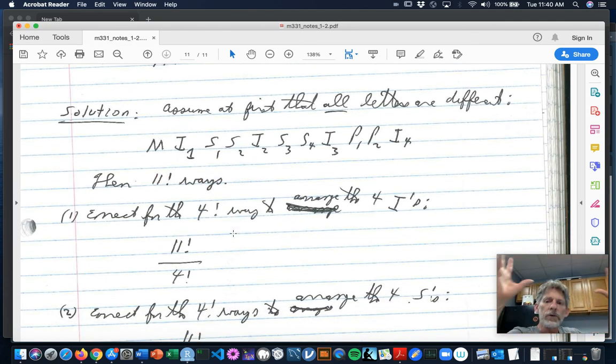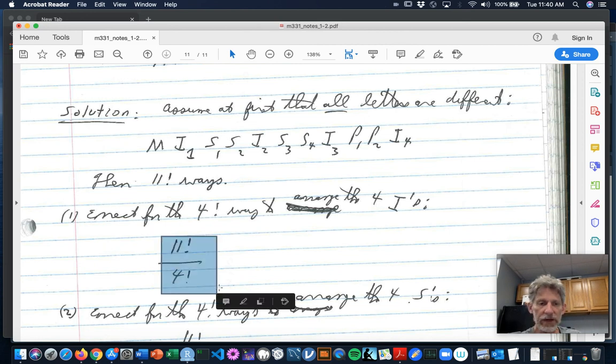But those ways come in groups that really should count as the same. Because there are 4 I's that really should count as the same. Those I1, I2, I3, I4, in any spelling, could have been rearranged within those four places in 4 factorial ways. So we've got to correct for that. We'll divide by 4 factorial.